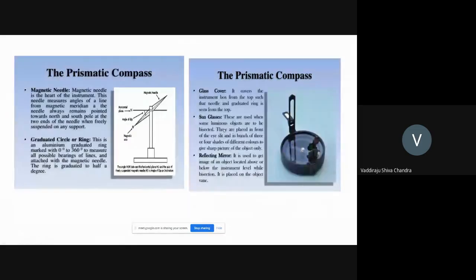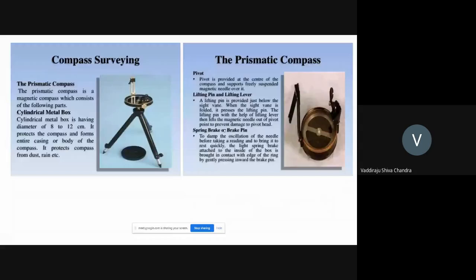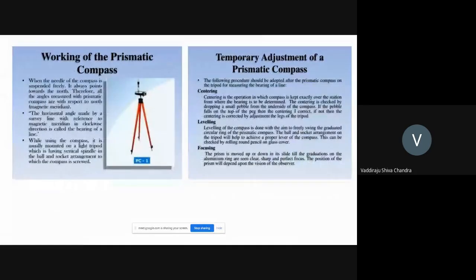So once I fix that centering, then what I need to do is the leveling process. You are seeing a circular box here, right? When you fix it to the tripod, there is a possibility that the compass may slide to either of the sides. So you need to hold the two ends of the circular compass and adjust it very gently so that the compass is level, or flat with respect to the ground surface. There should not be any inclination when you fix it to the tripod.